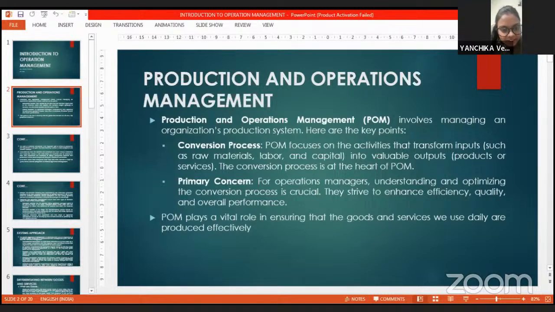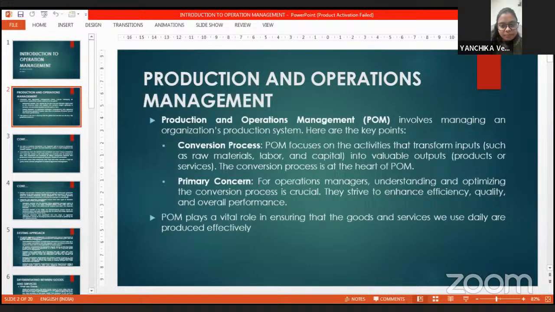It's the first slide. Production and operations management involves managing an organization's production system. Here are the key points. First is your conversion, because production or operations management means you are converting the raw material into finished goods.